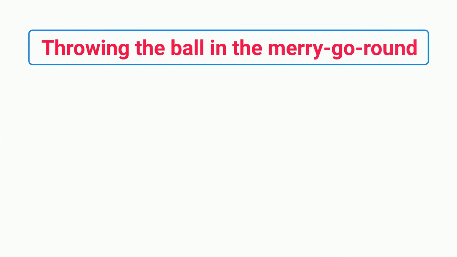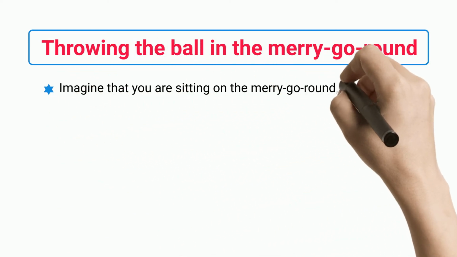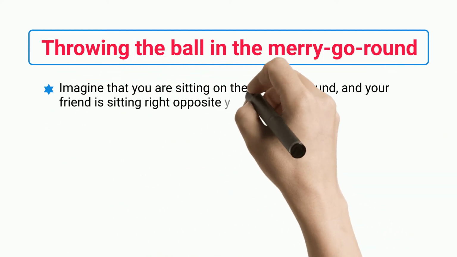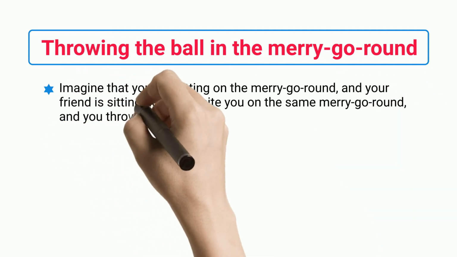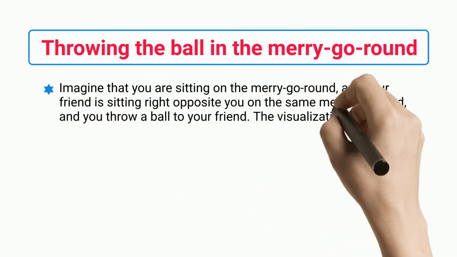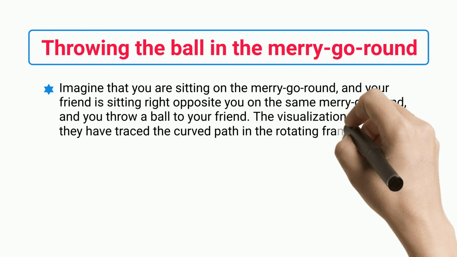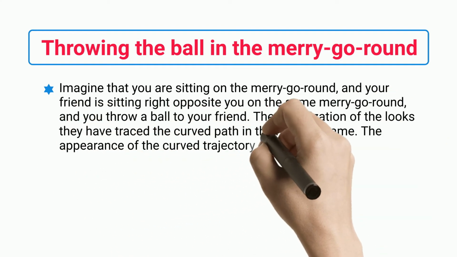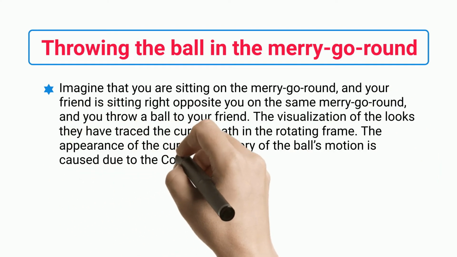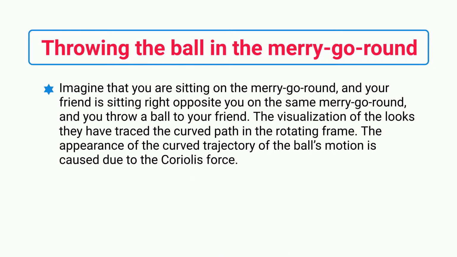Throwing the ball in the merry-go-round. Imagine that you are sitting on the merry-go-round, and your friend is sitting right opposite you on the same merry-go-round, and you throw a ball to your friend. To the observer, the ball looks like it has traced a curved path in the rotating frame. The appearance of the curved trajectory of the ball's motion is caused by the Coriolis force.